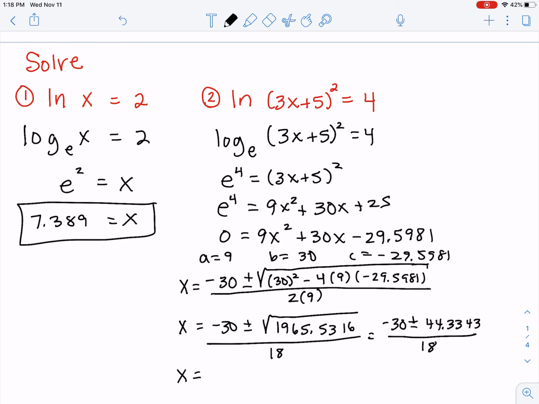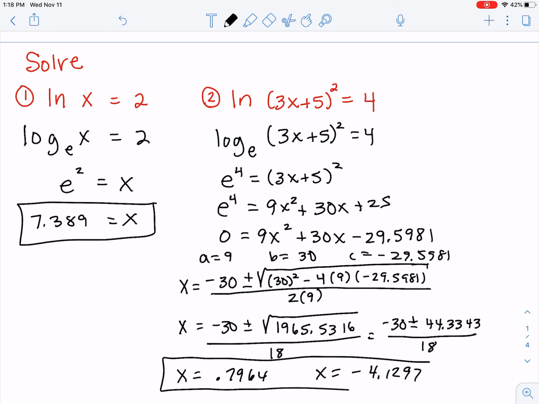So when I take the negative 30 plus the 44.3343 and then divide by 18, I'm going to get 0.7964. And when I take negative 30 minus that 44.3343 divided by 18, I get a negative 4.1297. And there are our two solutions that when I plug them back in, they work. All right, so always when you have natural logarithms, you need to check your solutions. Okay, plug it in, see if it works. Let's do another example.